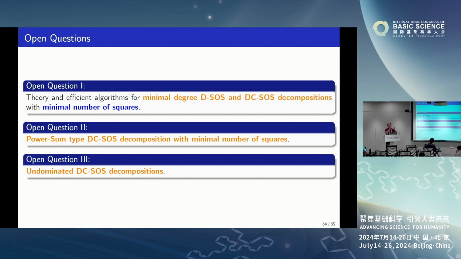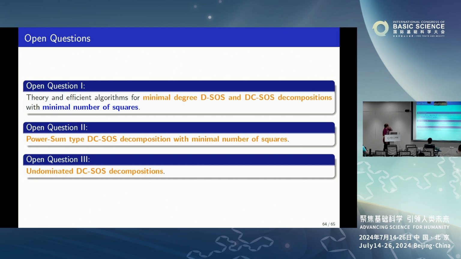The second is the power sum type decomposition with, again, minimal terms, because different types of bases lead to a different length. Can we, in theory, get some bases which will lead to a minimal number of squares, again in power sum type? That's another question, because power sum type is very interesting. Its construction is very efficient, just solving a sparse linear system.